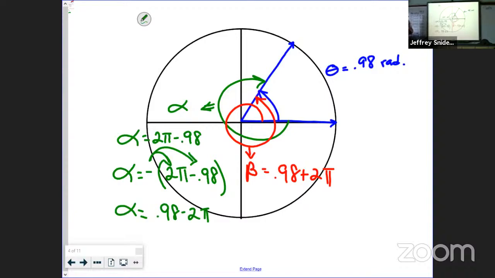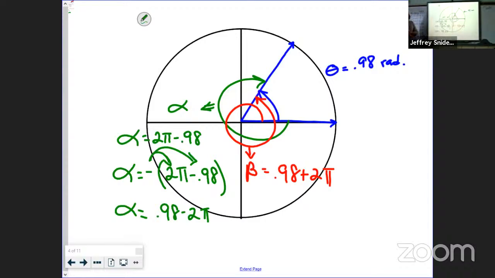Okay? You can do it either way. It doesn't matter how you do it. So really all you have to do is take your initial angle and either add 2 pi or subtract 2 pi to get a coterminal angle. You add or subtract multiples of 2 pi. So if I did 0.98 minus 4 pi, that would be another coterminal angle. If I did 0.98 plus 4 pi, that would be another coterminal angle.